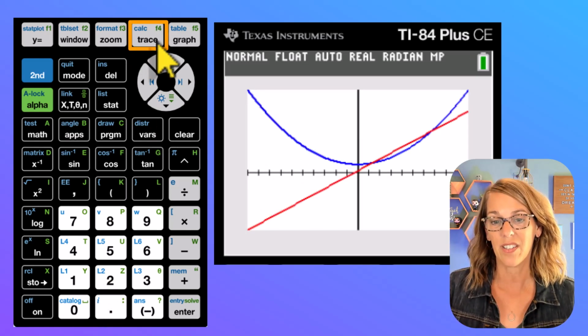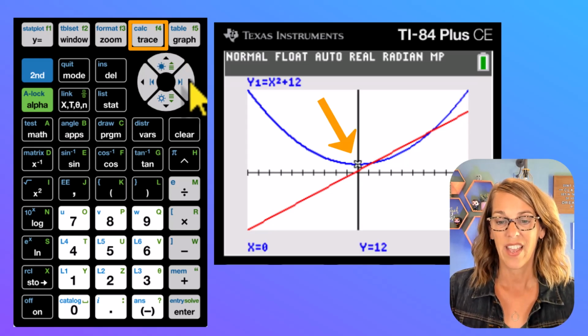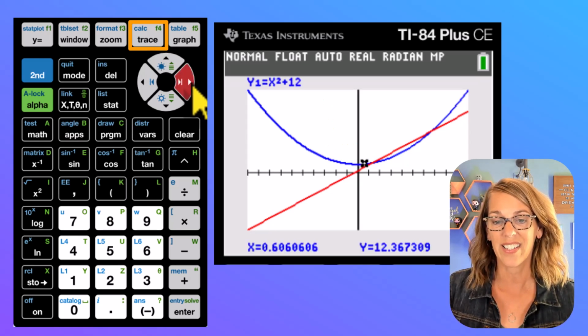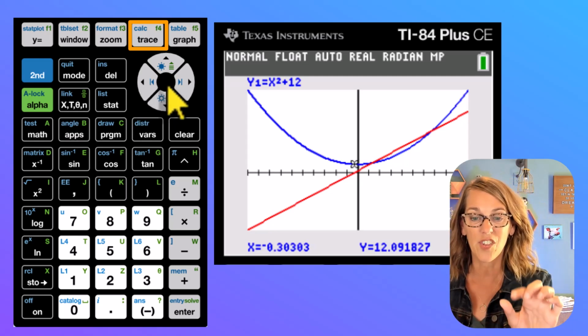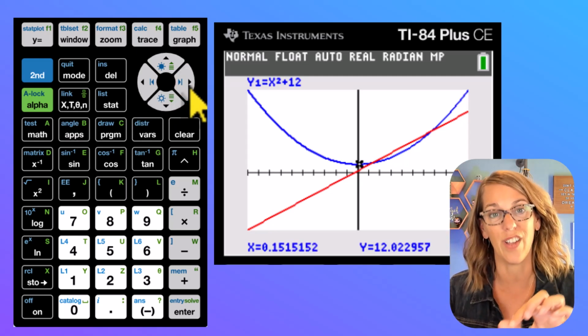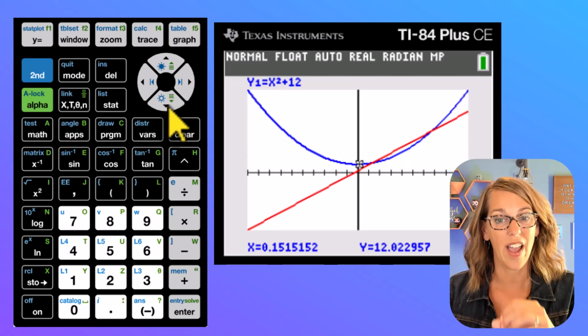Now the trace button is right here, and as I hit the trace button, it gives me a cursor, and I can arrow to the right and to the left, and you'll see those coordinates at the bottom of your graph changing as I move along my graph. I can arrow up and down to change which graph I'm on.